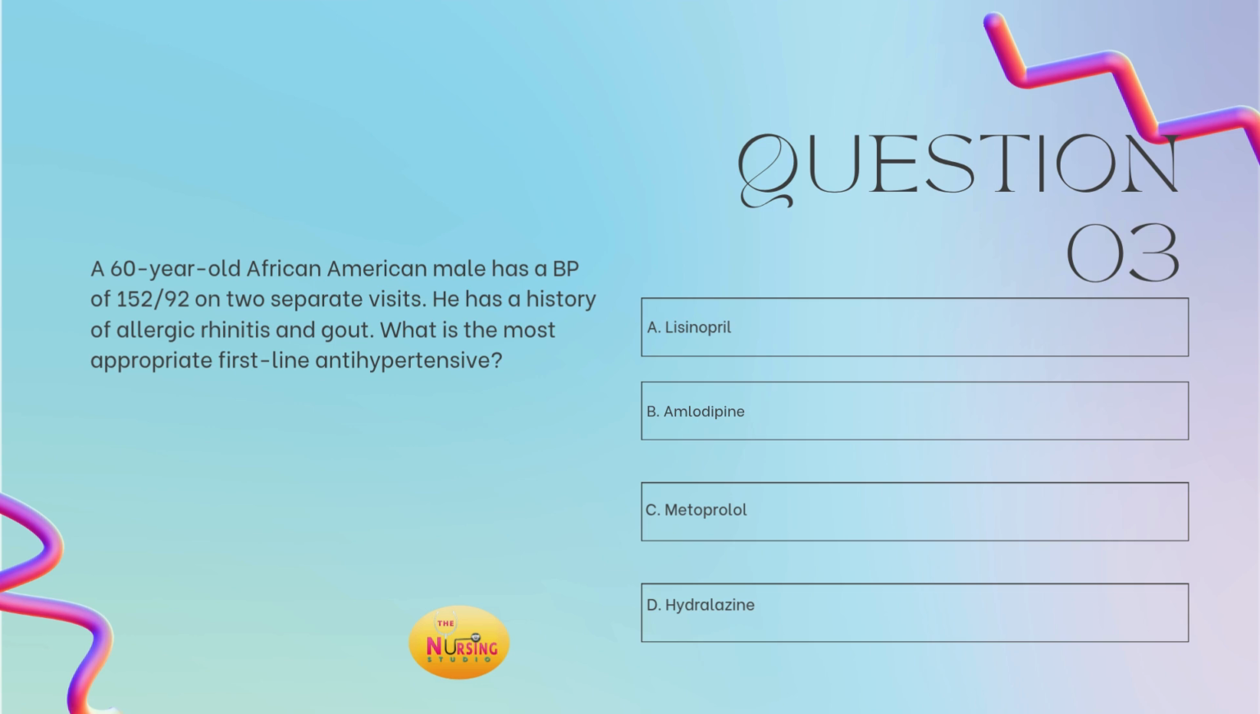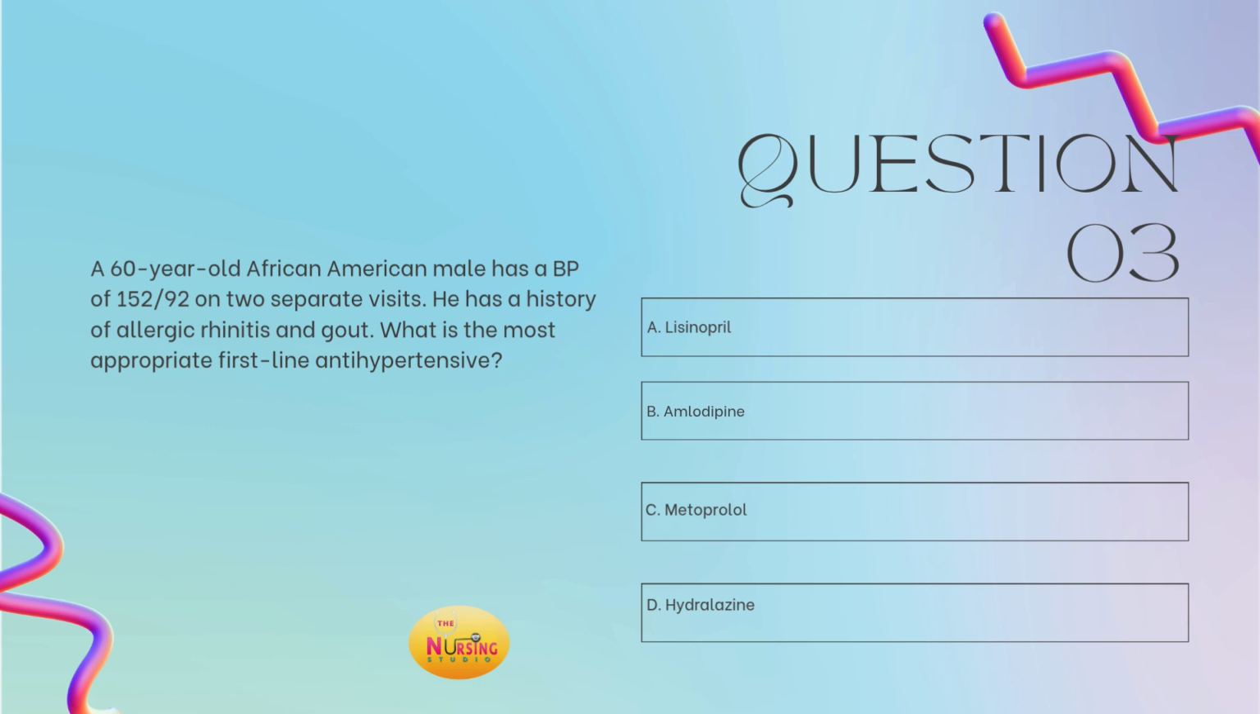All right. And the stem of the question, what is the most appropriate first-line antihypertensive? All right, so let's see what we have going on. We have a 60-year-old African-American male, blood pressure 152/92. It's been like this on 2 visits. He has a history of allergic rhinitis and gout. So how would you treat? So B is your best answer, your amlodipine.